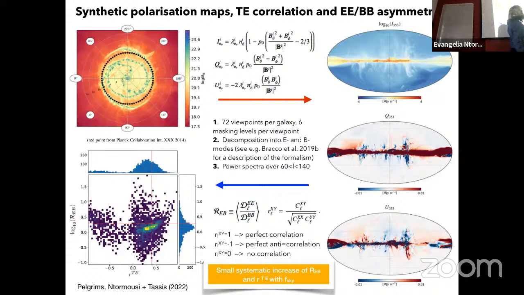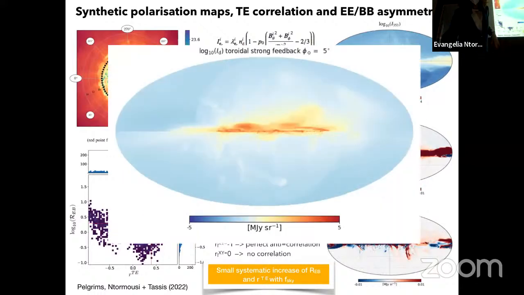And these are the equations that gave us the Stokes parameters based on the parameters of the simulation. We had to assume a dust temperature, with emission as a black body from each cell. And then we took all of these realizations with the masking levels, different levels of removing the disk, and turned them into power spectra.